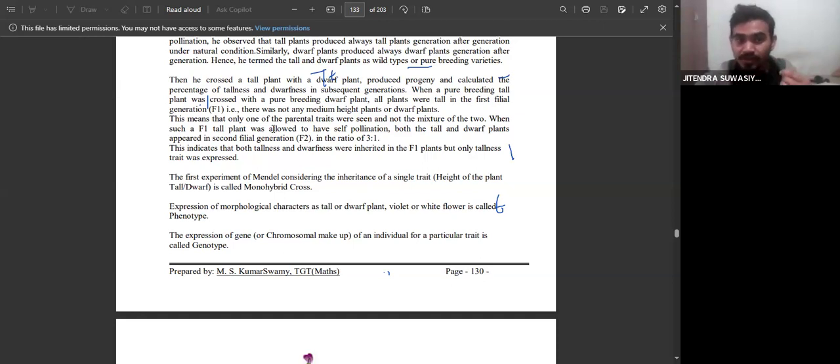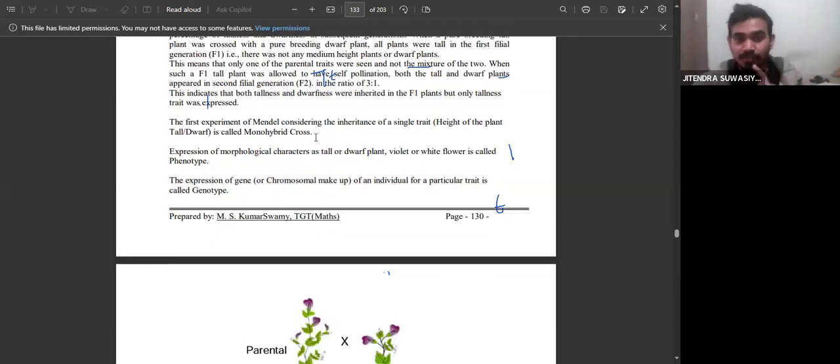When such an F1 tall plant was allowed self-pollination, both tall and dwarf plants appeared in the second filial generation, that is the F2 generation, in the ratio of 3:1. This indicates that both tallness and dwarfness were inherited in the F1 plants, but only the tallness trait was expressed. The first experiment of Mendel, considering the inheritance of a single trait, that is the height of the plant, tall or dwarf, is called a monohybrid cross.